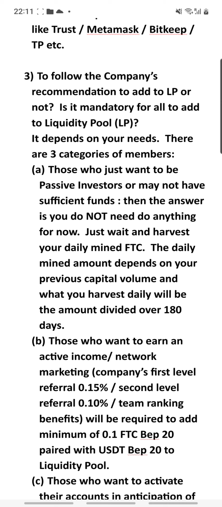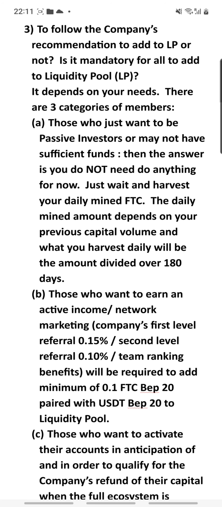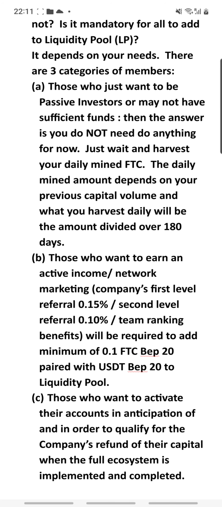There are 3 categories of members. A, those who just want to be passive investors or may not have sufficient funds. Then the answer is you do not need to do anything for now. Just wait and harvest your daily mined FTC. The daily mined amount depends on your previous capital volume, and what you harvest daily will be the amount divided over 180 days.